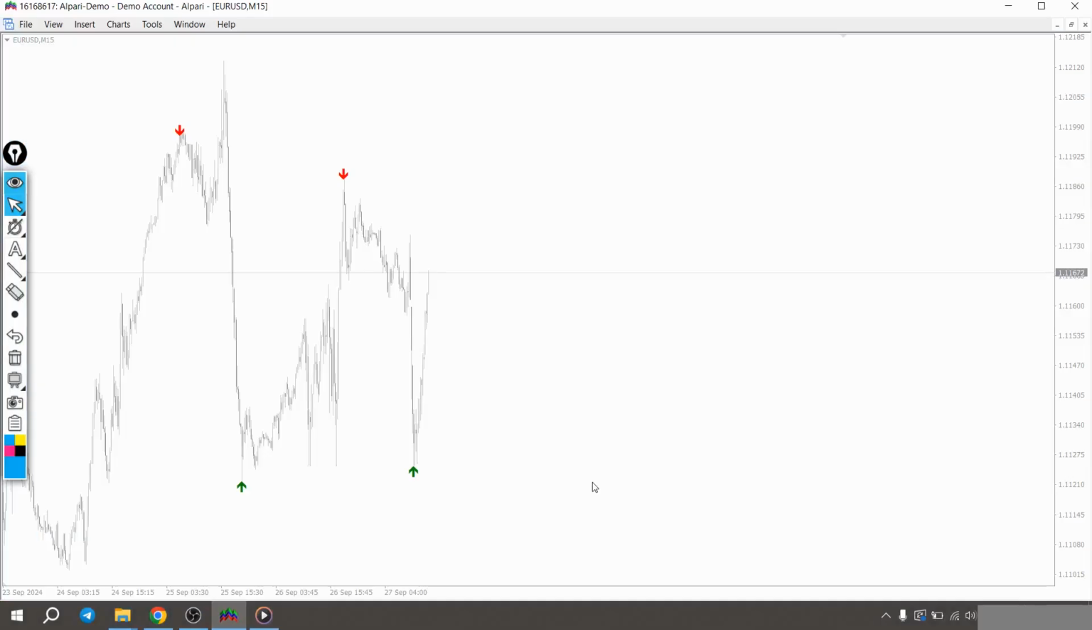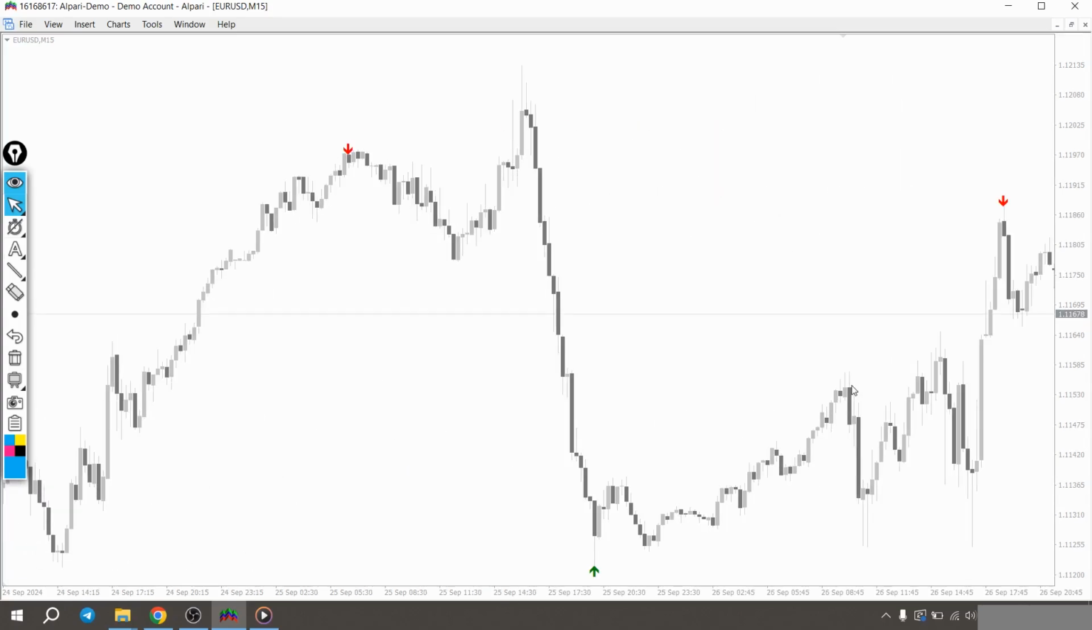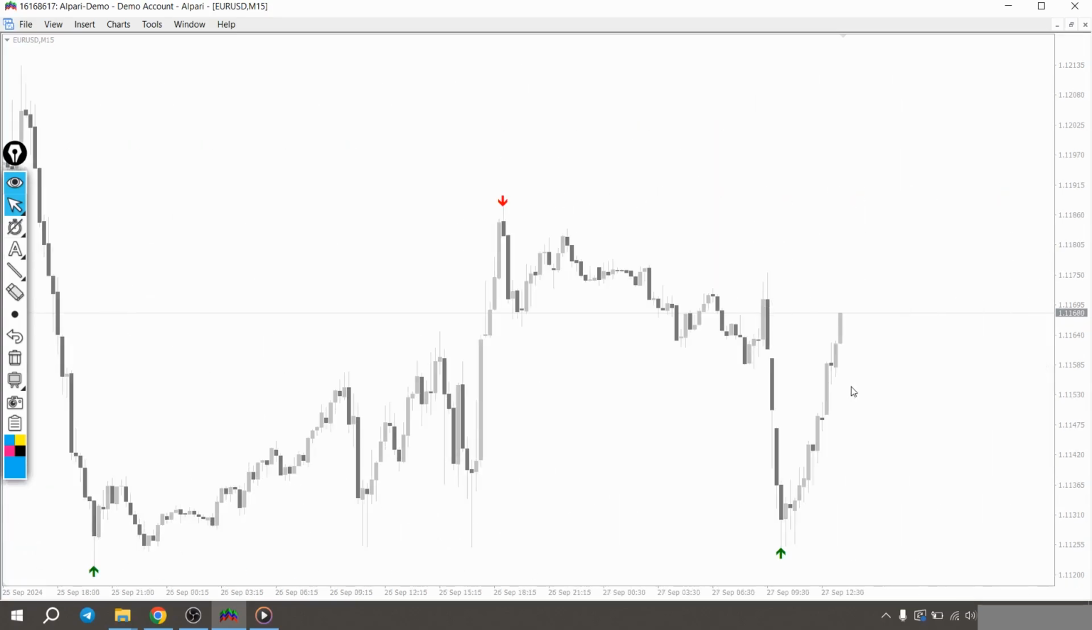Welcome traders. In this video, we will provide a quick overview of the Binary Viper V2 indicator for MT4. The Binary Viper V2 plots two main signals. A red down arrow signals a downtrend. A green up arrow signals an uptrend.